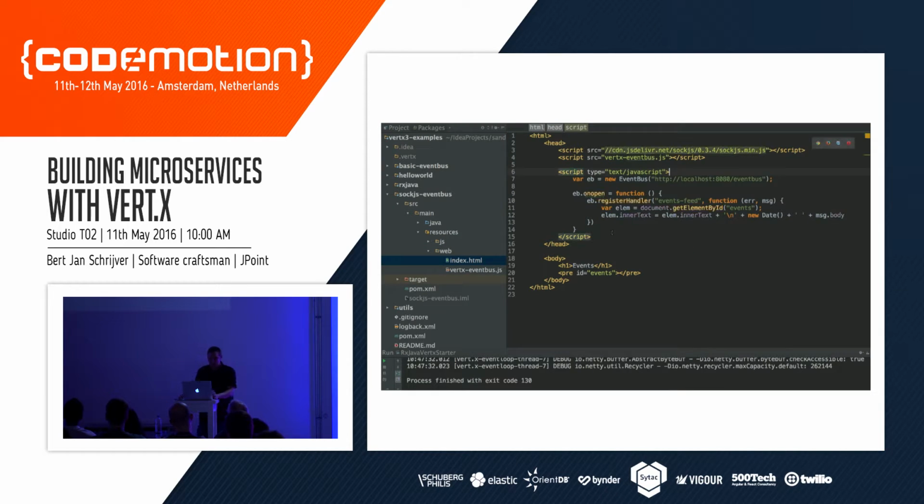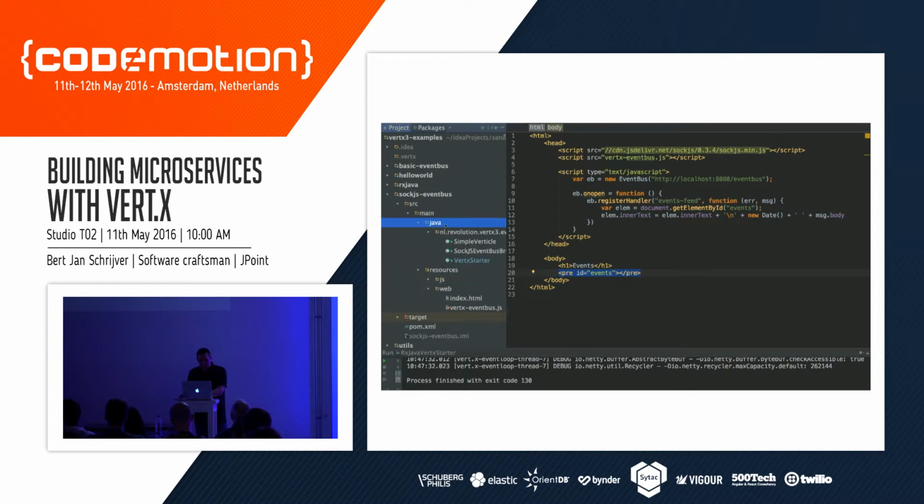This is all the HTML I'll be showing. What this does is it imports sock.js, which is used to communicate with Vert.x. It includes the Vert.x event bus implementation in JavaScript. And then you can just say, get me the event bus. And when the event bus opens, register a handler that will subscribe to the events feed. And whenever an event comes in the events feed, take the events element in my HTML and append the date and the message to the contents. So in this field, the message sent on the event bus will be added.